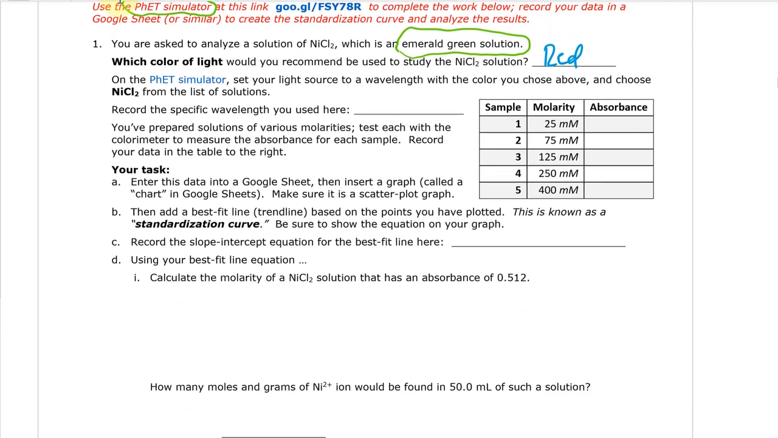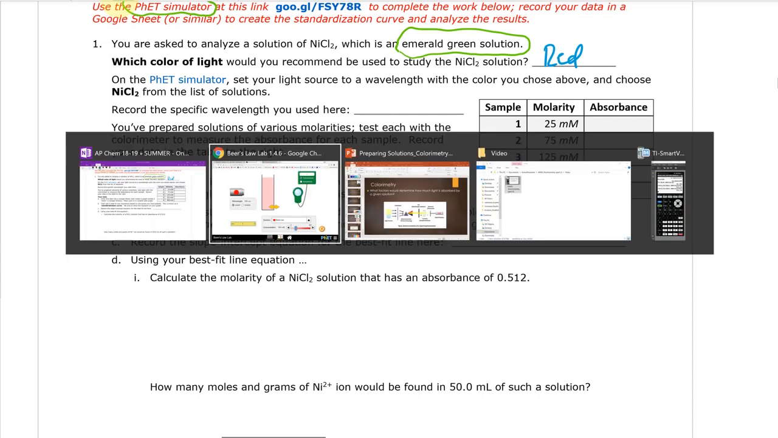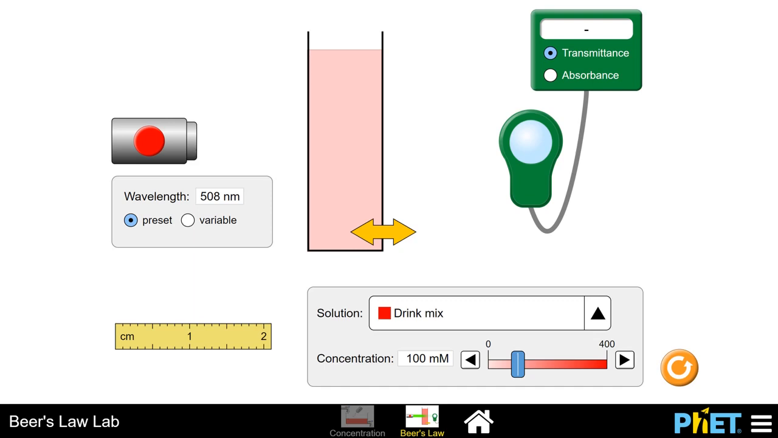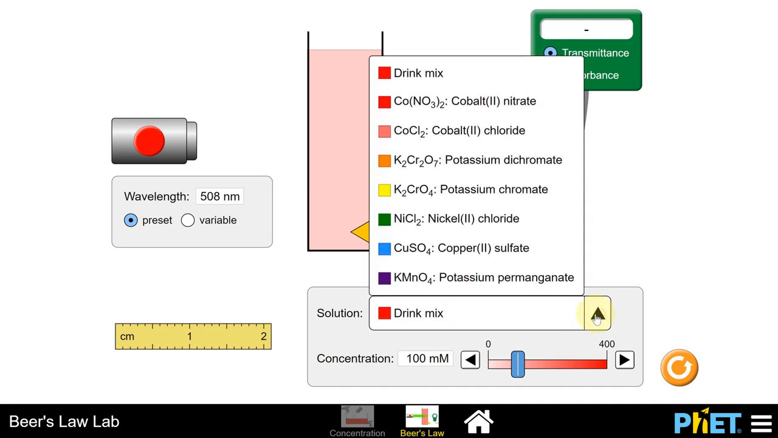Now, in the PhET simulator, it says here, set your light source to a wavelength with the color you chose above. So we want to choose a wavelength that's red. So I'm going to flip over to that simulator here, and we're going to choose a red wavelength, but we also need to choose nickel chloride first. It doesn't really say that in the instructions. Let's make sure we're looking at nickel chloride.